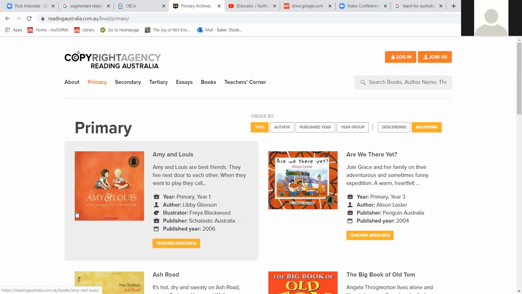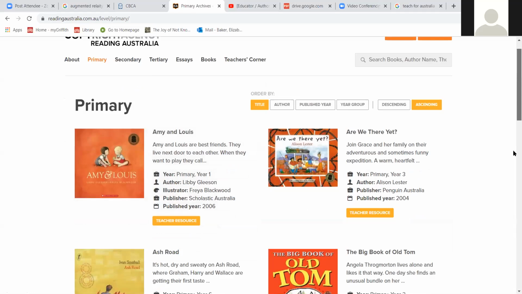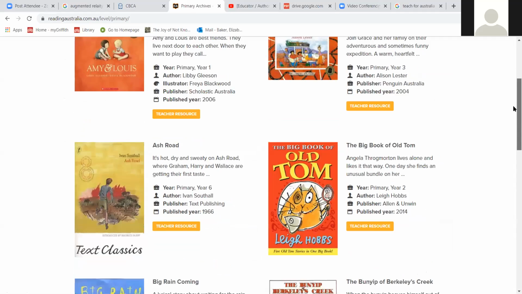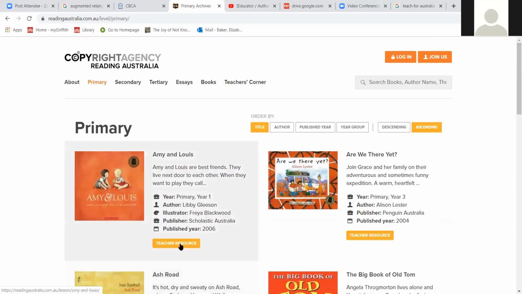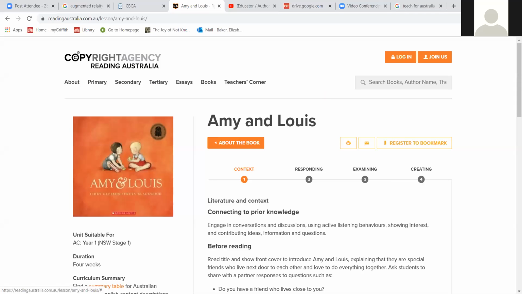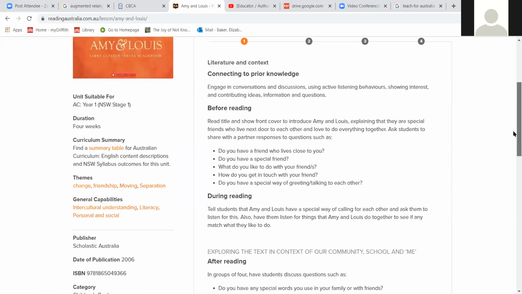What you're going to get when you look at Reading Australia is quality texts in year groups. But even better than that, each of these comes with a full teacher's resource that goes through the different stages of reading a text. So you might use this for your read aloud, but you might also use this as a book study, and it talks about before reading activities and things like that as well.